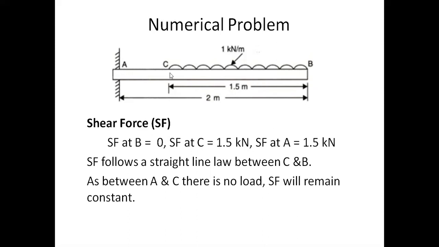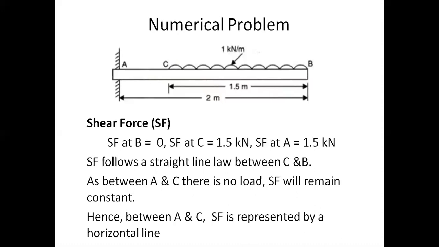Between A and C, there is no load. Therefore, shear force will remain constant. Whenever we draw the shear force between A and C, it should be a constant shear force. That means the shear force follows a line parallel to the load line. So hence, between A and C, the shear force is represented by a horizontal line.